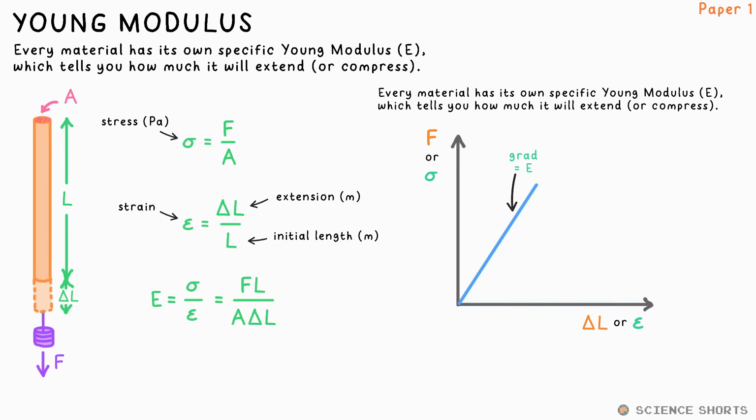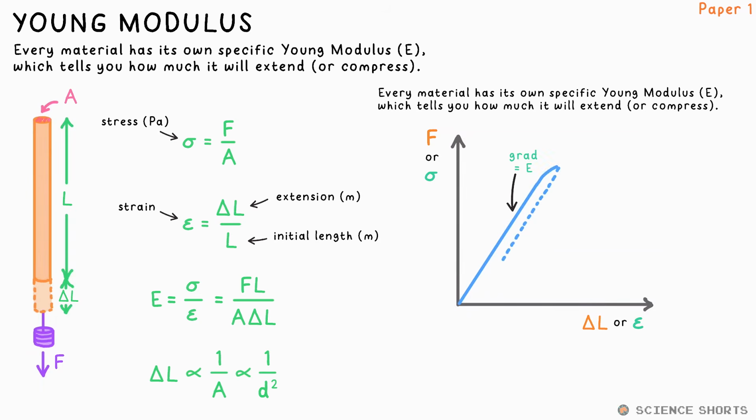Replacing stress and strain with their own equations, the full version of the equation for E is FL over A delta L, or x or e, depending on what you use for your extension. Area is proportional to d squared, as area is equal to pi d squared over 4. That means if you double the diameter, the extension quarters.